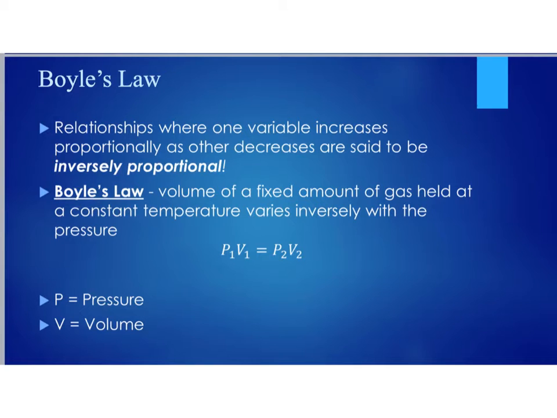So if you look at the true definition of Boyle's law, it says the volume of a fixed amount of gas held at a constant temperature is going to vary inversely with pressure. So the formula that we're going to have to look at is P1V1 equals P2V2. Now the 1 and 2 just represent an initial for 1 and a final for 2. That's probably the easiest way to memorize it. P represents pressure, V represents volume.